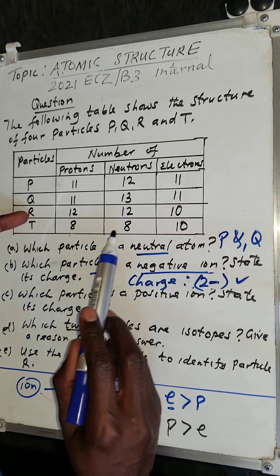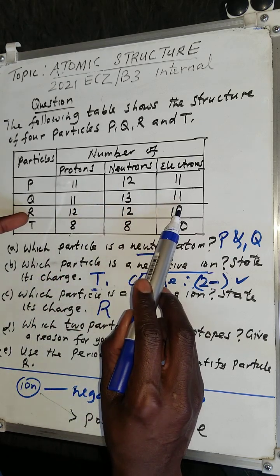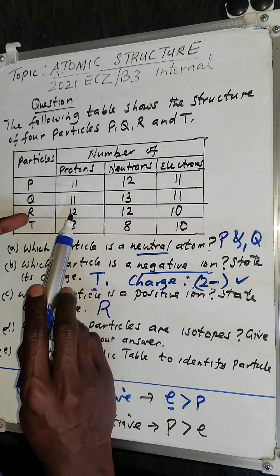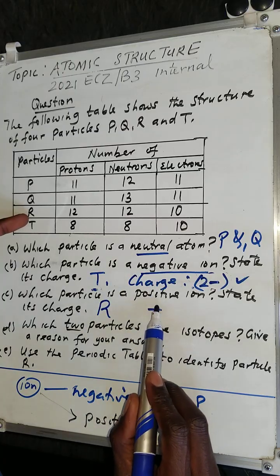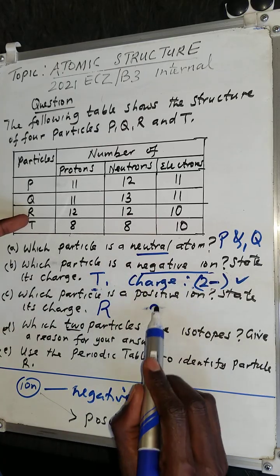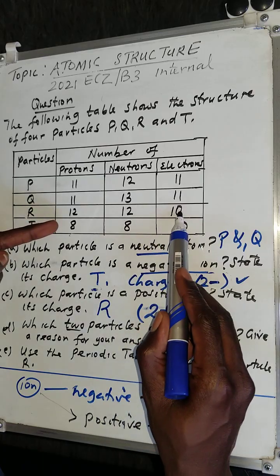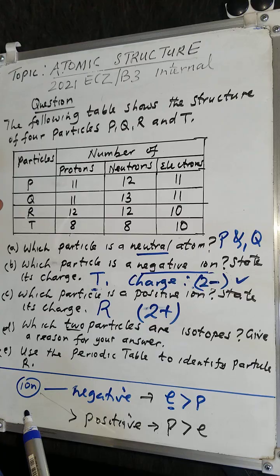Well, if you look at this one, it had 12 protons, but now the electrons have reduced to 10. Remember, initially the number of protons and electrons were the same, so now they have reduced to 10, meaning it will have a 2 positive charge because it has lost 2 electrons. No wonder the electrons have remained as 10 there, so 2 positive.